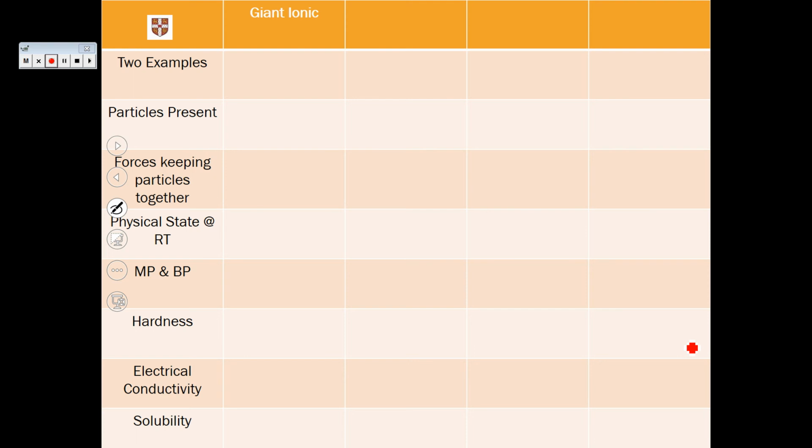Okay, so there is a table in your notes that looks like this, and you're going to fill this table in as we go through it here.